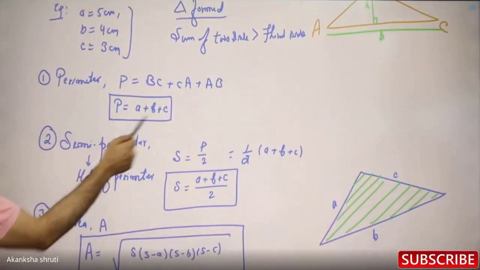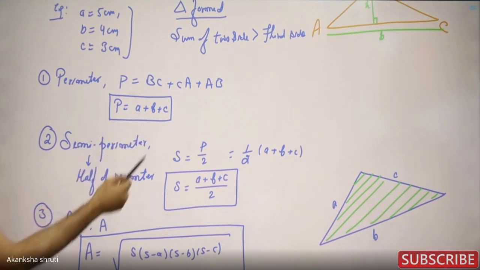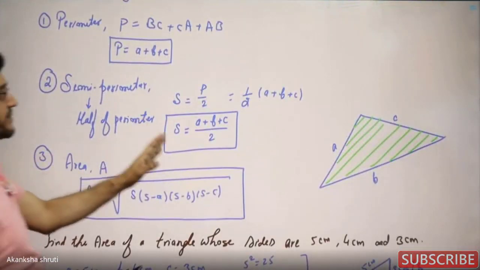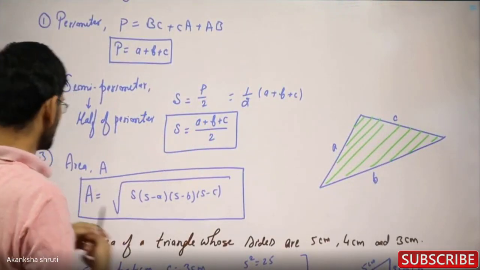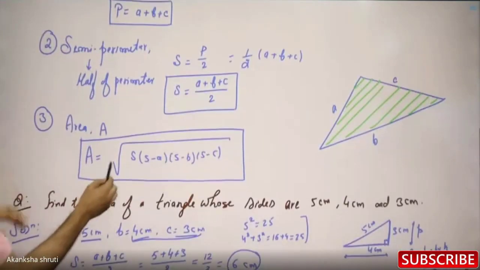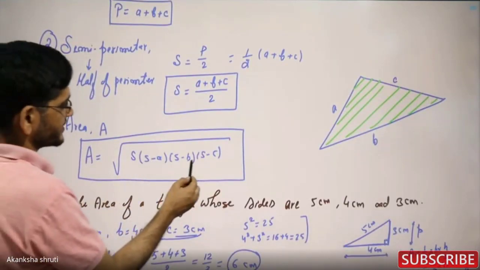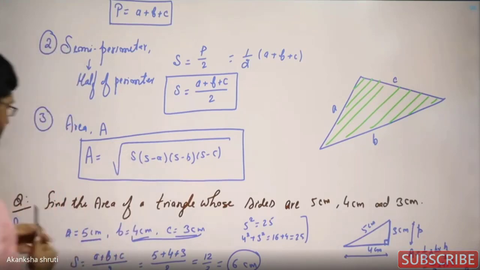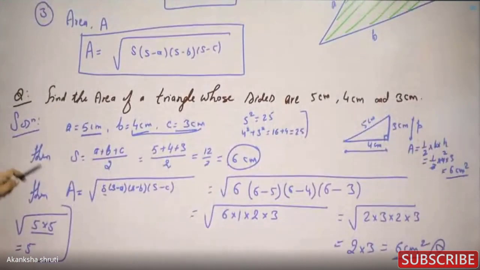So the boundary length or perimeter of this triangle is a plus b plus c. Semi-perimeter means half, (a plus b plus c) by 2. So Heron's formula is under root of s, (s minus a), (s minus b), (s minus c). It is this one. Students, using this, we have solved the question.